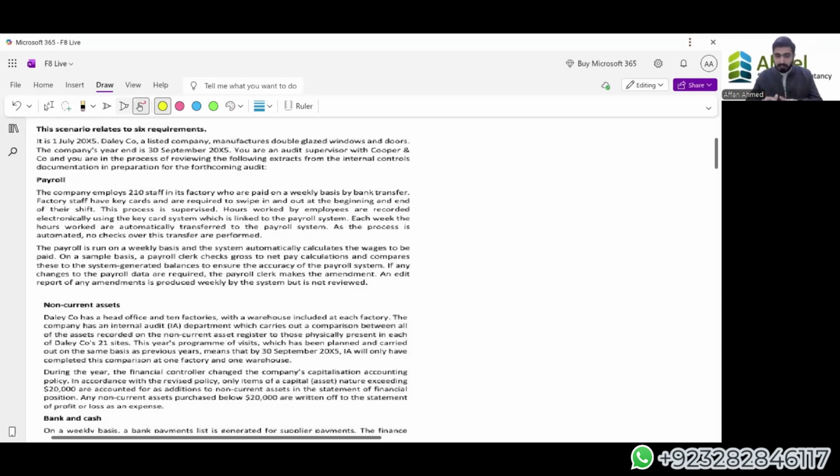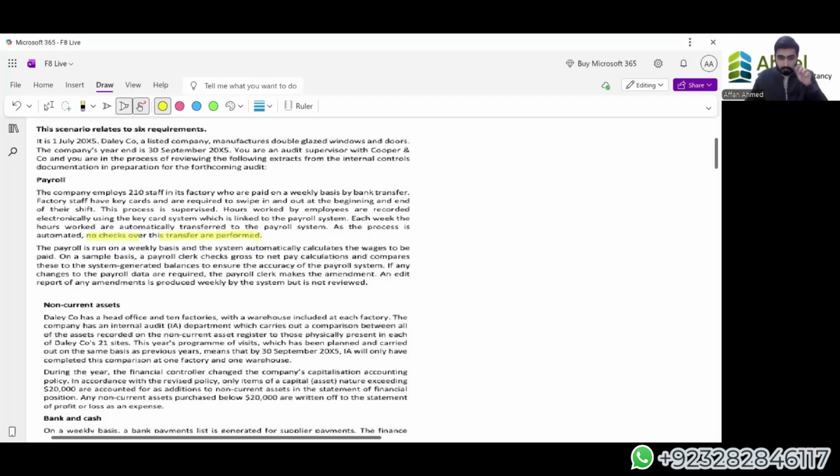Okay, this is a process that they have told you, the control that is placed. The process is supervised. Hours worked by employees are recorded electronically using the key card system, which is linked to the payroll system. Each week, the hours worked are automatically transferred to the payroll system. Now look, the examiner will give you the hint automatically. As the process is automated, no checks over this transfer are performed. They have highlighted the deficiency, the problem statement for you.